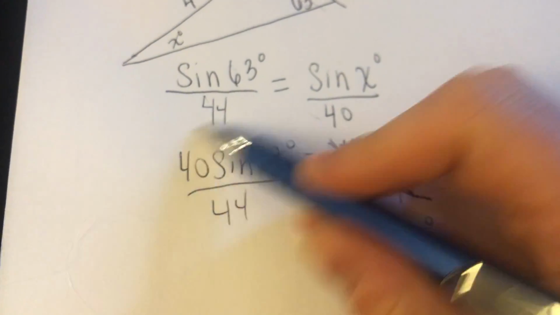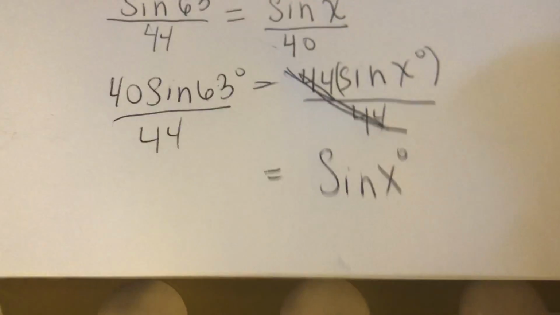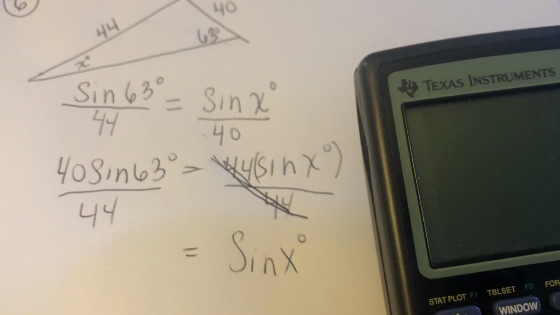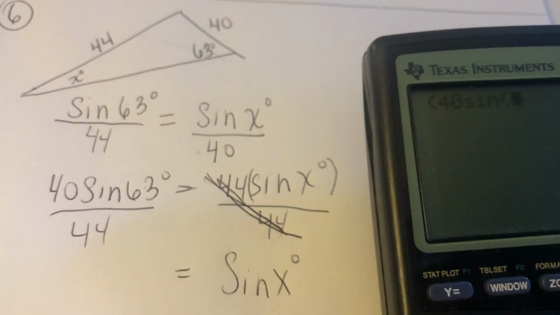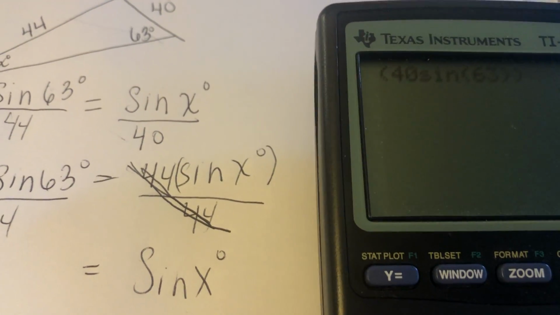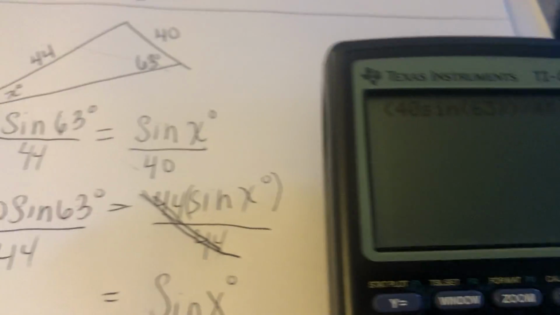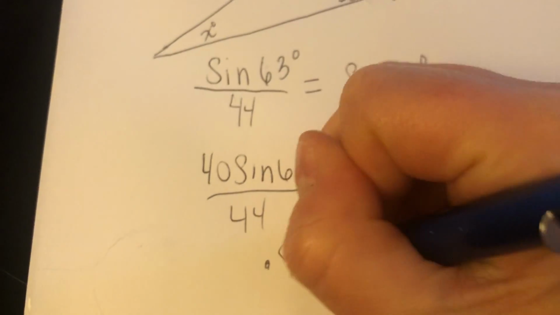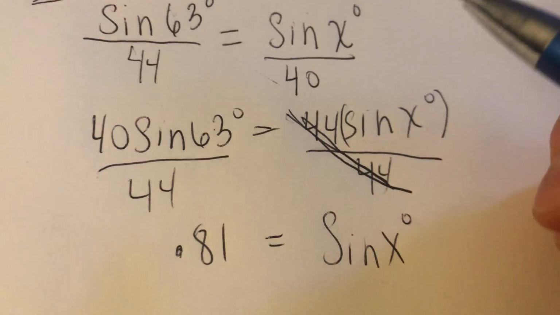Okay, so now I'm going to put this in my calculator and get a decimal, so let me pull out my calculator here. Let's do parentheses: 40 times the sine of 63 degrees, divided by 44, equals about 0.81. So this here is about 0.81. And again, if you want to evaluate this first and then divide, that's fine.